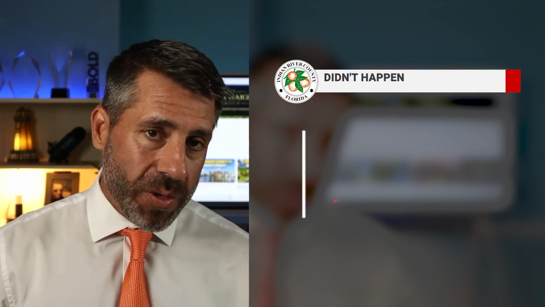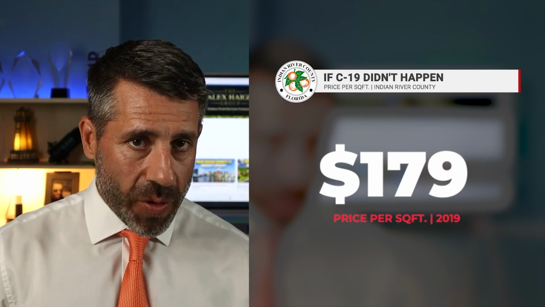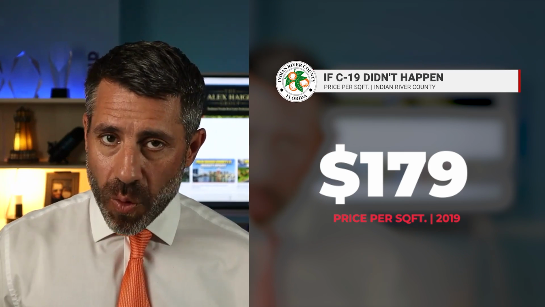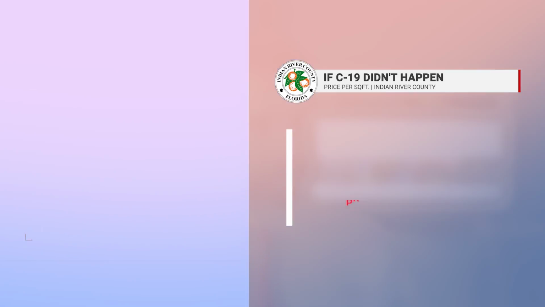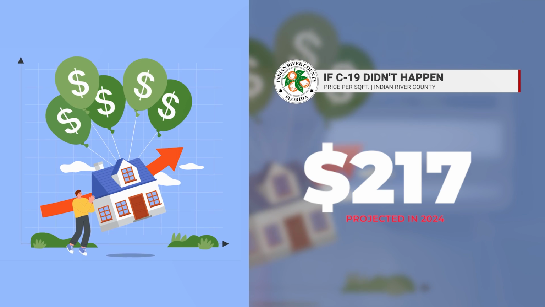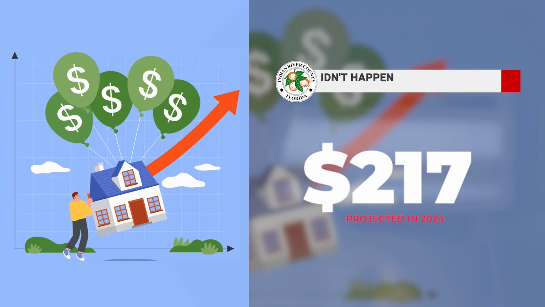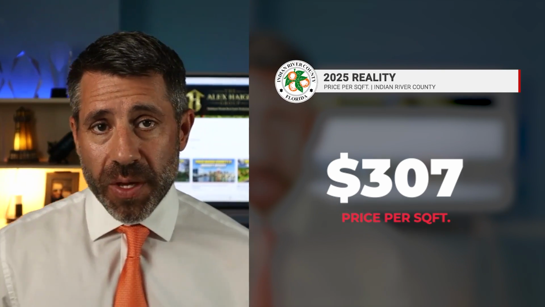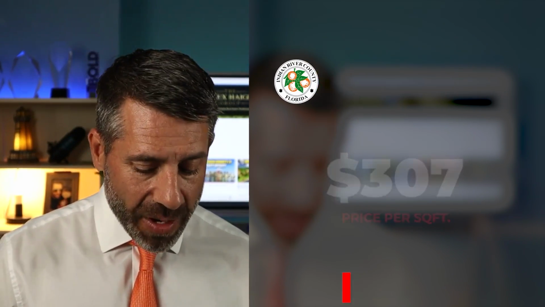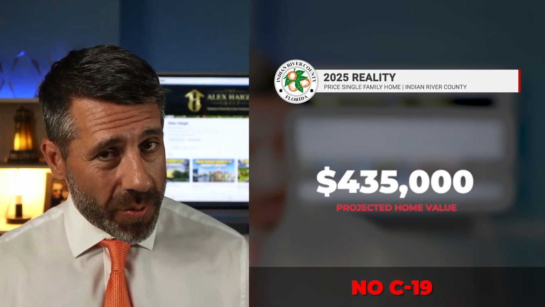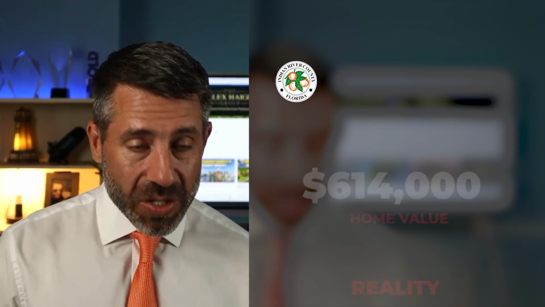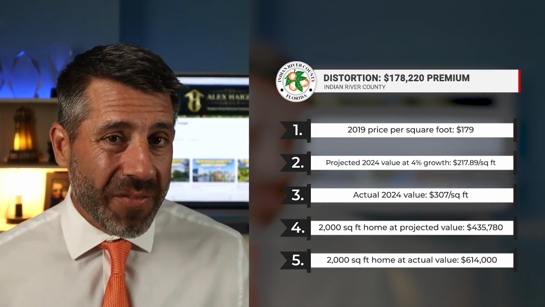2019, that would have been $179 a square foot. That's what it was. All right, 2024 at a 4% increase, it's $217 a square foot. Well, what is it actually? It's $307 on average price per square foot for that single family home in Indian River County. The projected value for 2024 would be $435,000. Well, actually, it's $614,000. So that's a distortion or a difference of $178,000. Let's move on to Palm Beach County.